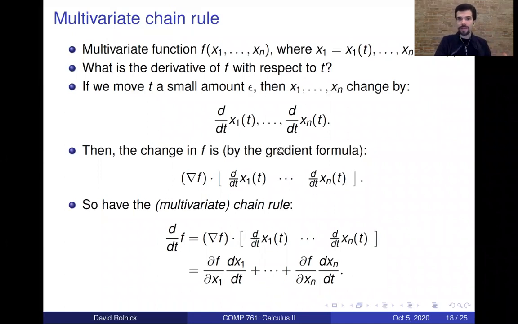Does this make sense? That if we perturb t by some epsilon, then x1 gets perturbed by derivative of x1, epsilon. There should be epsilons in here and epsilons in here. Derivative of x1, epsilon. Derivative of xn, epsilon. The change overall in f is just the gradient dotted with the amount which all of those have changed. So all of these. Is there anything unclear about this?